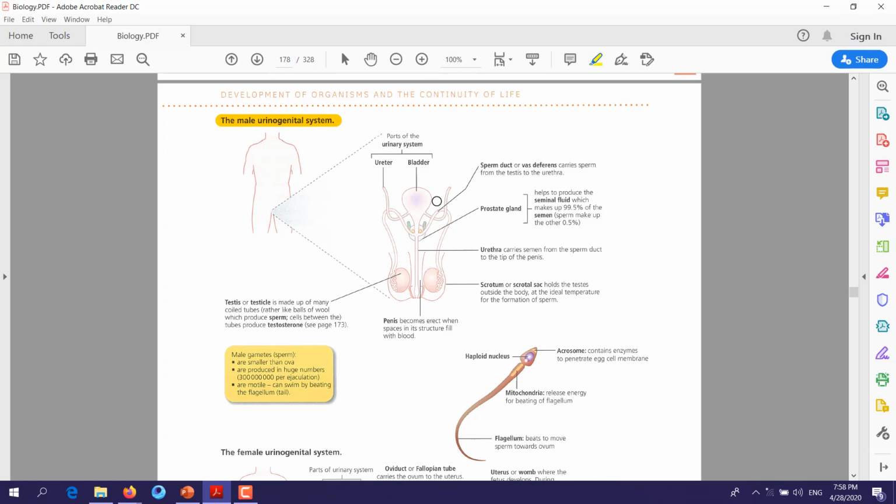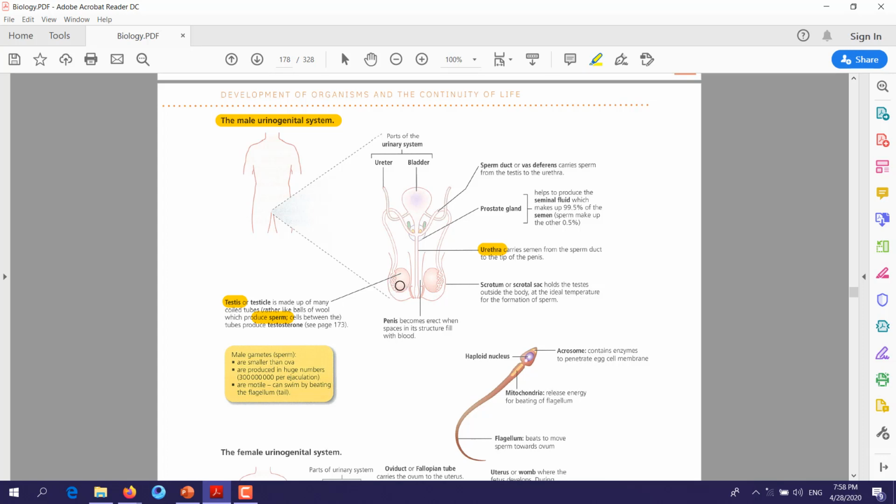Firstly, the main parts. We have the testis, and the urethra. Now, firstly you have the testis. The function of this testis is to produce sperm. The testis is made up of many coiled tubes which produce sperm.